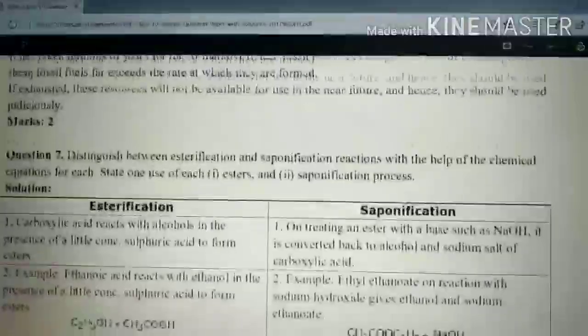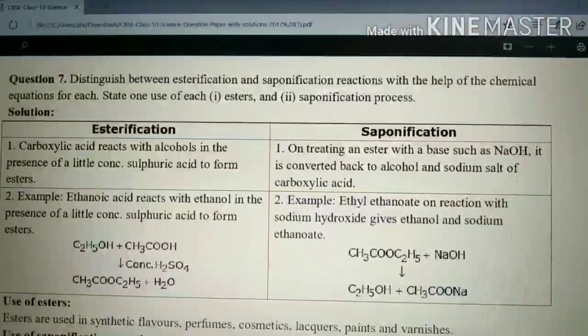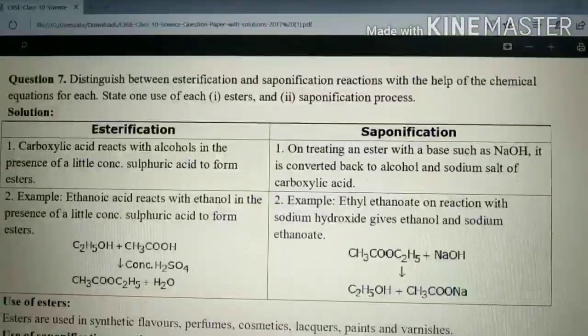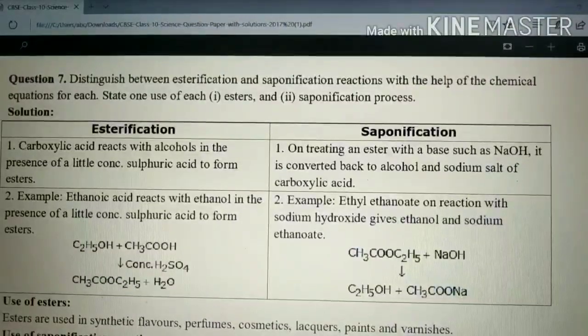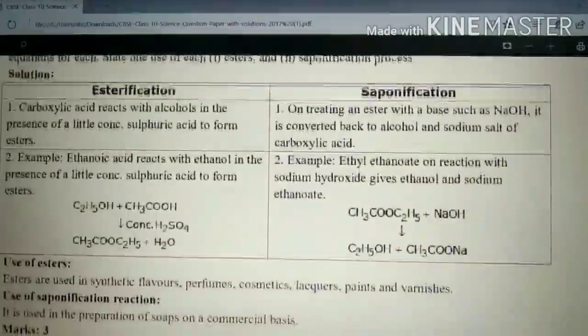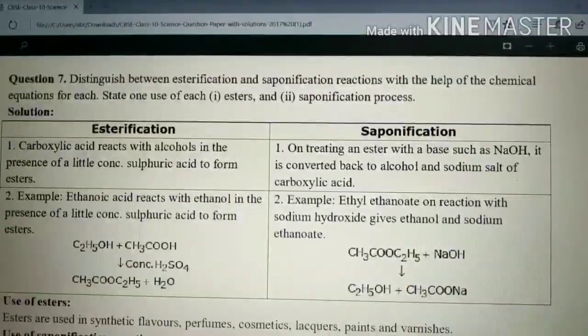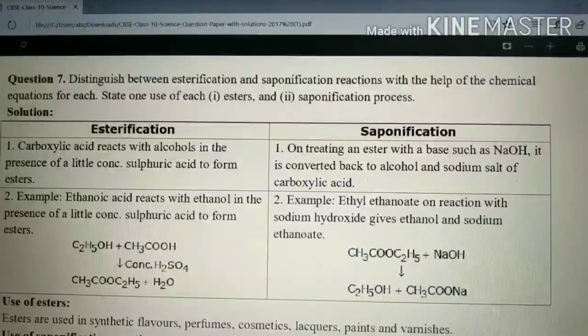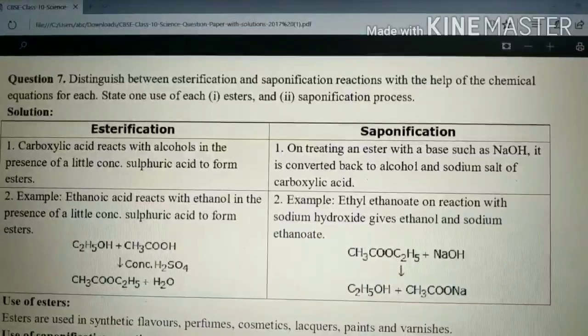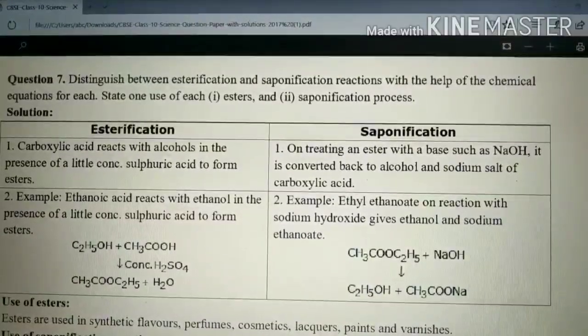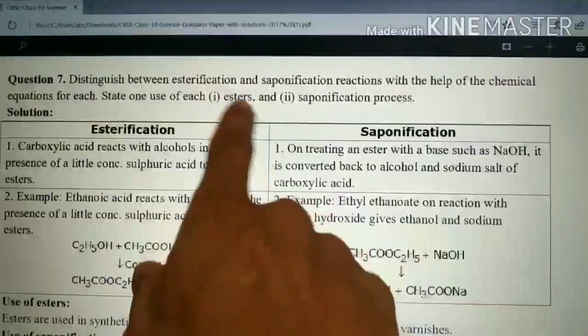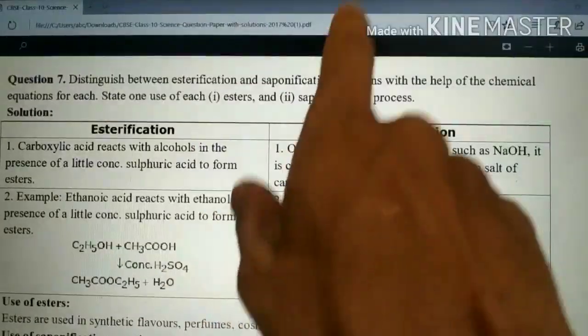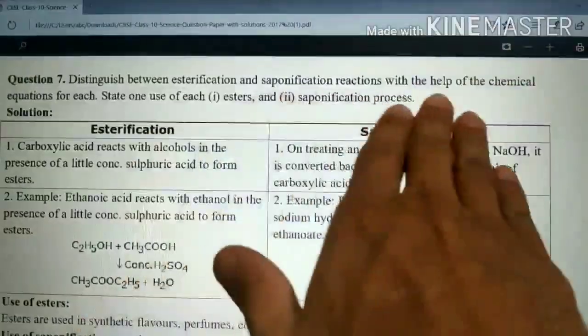Next, come to question number 7, very important. So many times we have discussed it, and so many times we saw it on our tests. The 7th one is: distinguish between esterification and saponification reactions with the help of chemical equations for each. State one use of ester and one use of the saponification process. Simple one. Ester is used in perfumes, and the saponification process is used in the preparation of soap. That is enough, that is covered.